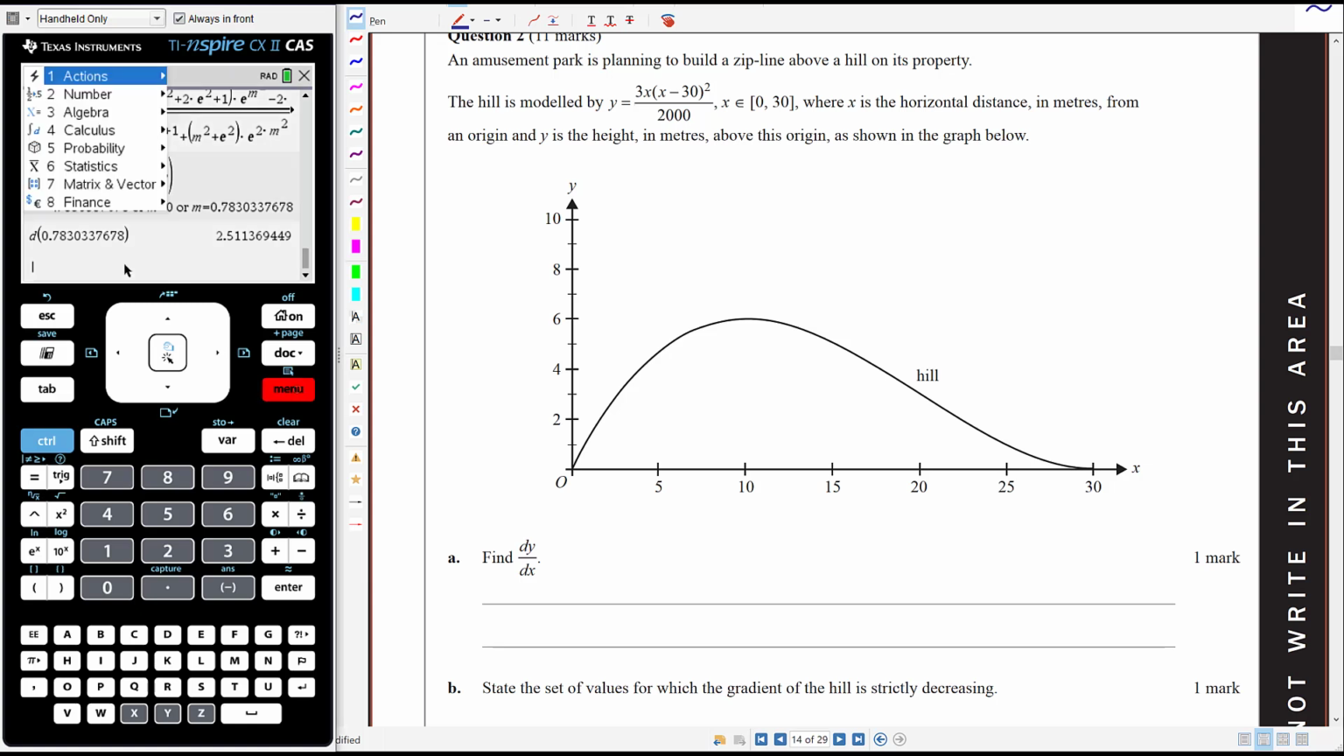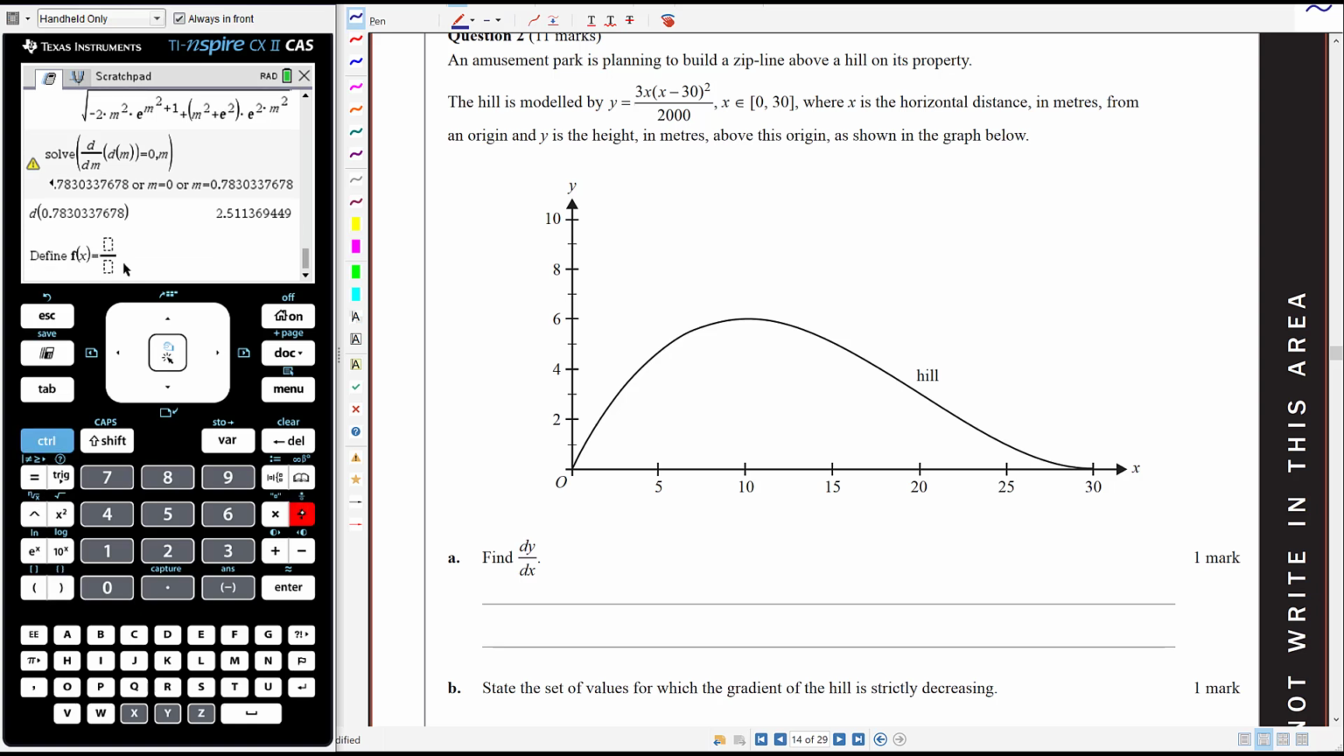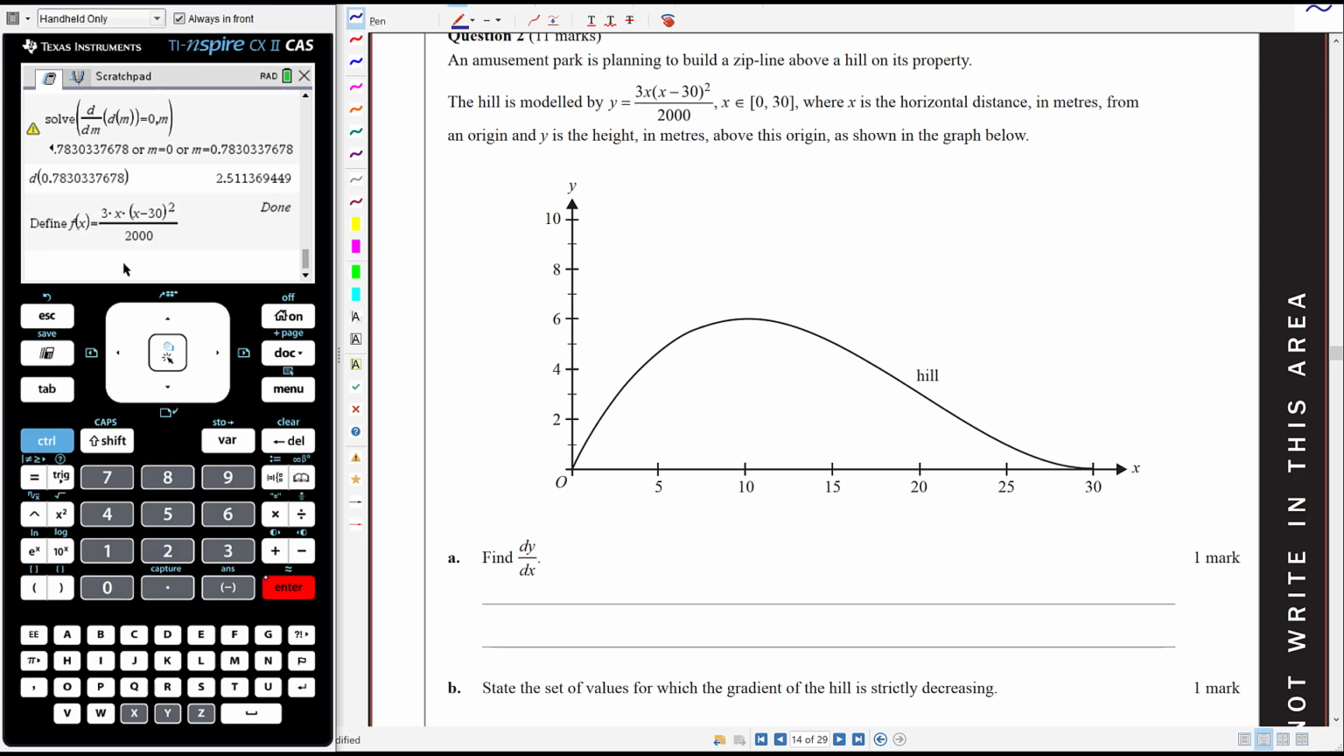So do be careful about that, because the first thing I am going to do is define this function in my CAS, but I must be careful about not just referring to f of x on the paper when f of x actually hasn't been defined in the question. If you want to, you could say somewhere really clearly, let f of x be 3x times x minus 30 all squared on 2000, so that then you can refer to f of x. But don't just magically start writing f of x in places if it doesn't actually exist somewhere. And I would generally say stick to the notation they've provided you in the question.